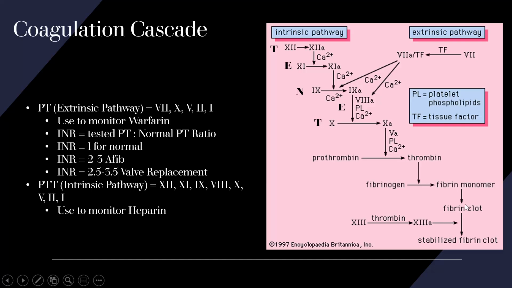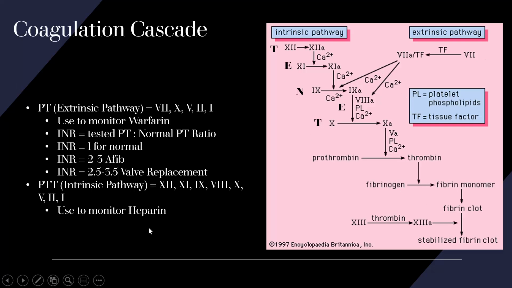Depending on which textbooks you read, some textbooks actually use the actual names of the factors. So for example, these factors all have names, such as there's one called Christmas factor, Hageman factor, but the USMLE is really only going to test you on the actual numbers, so 7, 12, and so forth. You don't really need to know the actual names, except for thrombin, fibrinogen. Fibrin, for example, is actually factor 1. Thrombin is actually factor 2. Okay. 12 is Hageman factor, but you do not need to know that. Okay, so remember TENET and then 7.